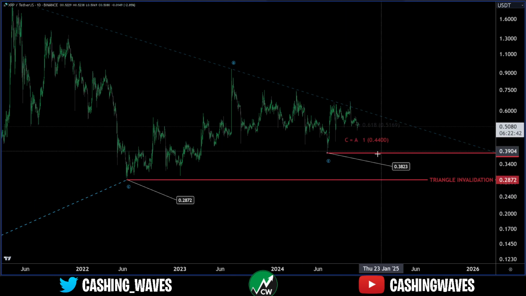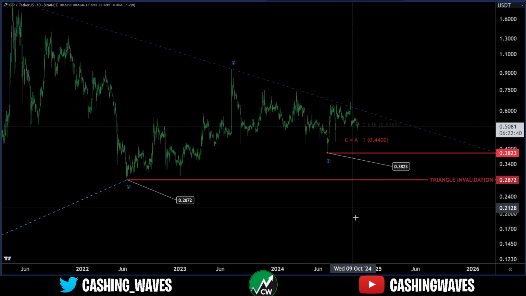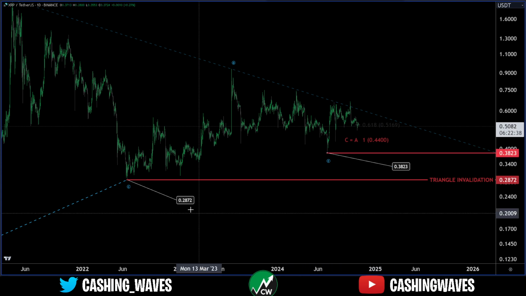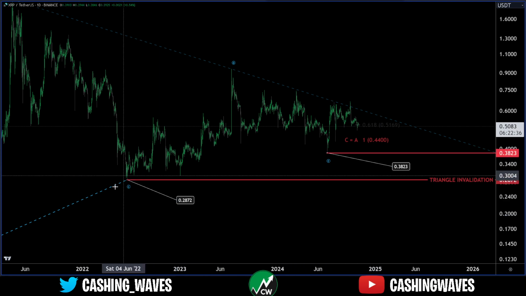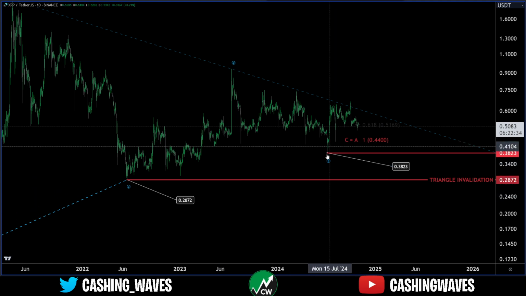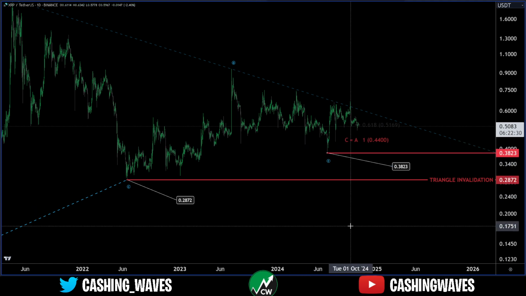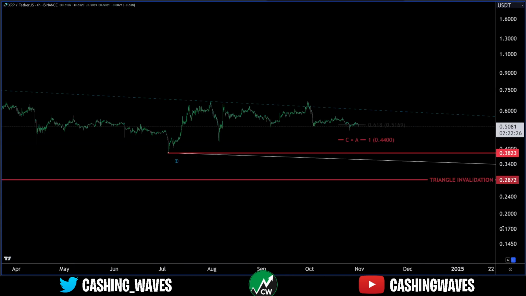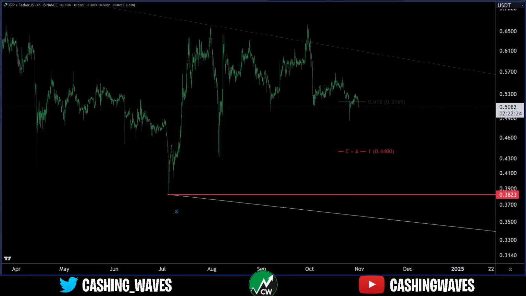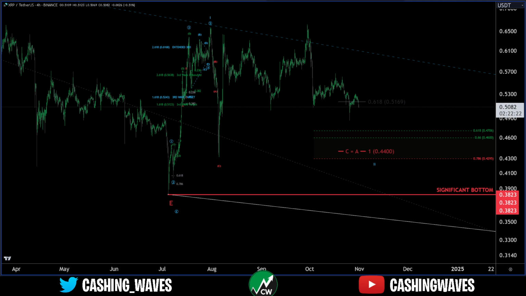So in order to keep this count intact, we need to hold that level. Absolute invalidation of the triangle is this C wave, but for all these counts I'm sharing with you now, it's this E wave at 38.23. We're going to go down to the 4-hour and discuss the two differences here.